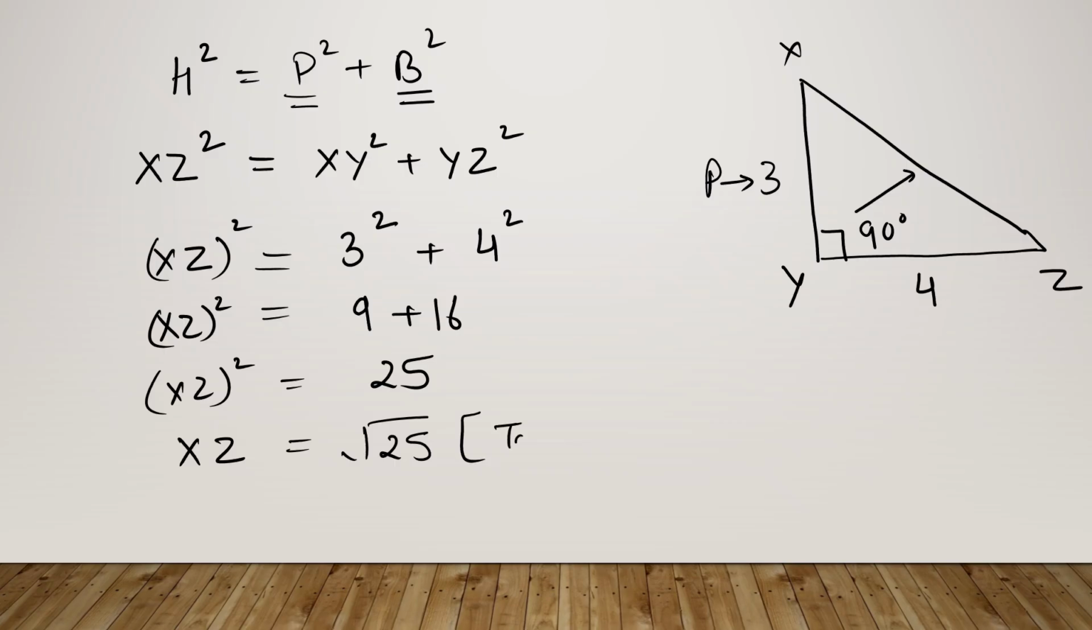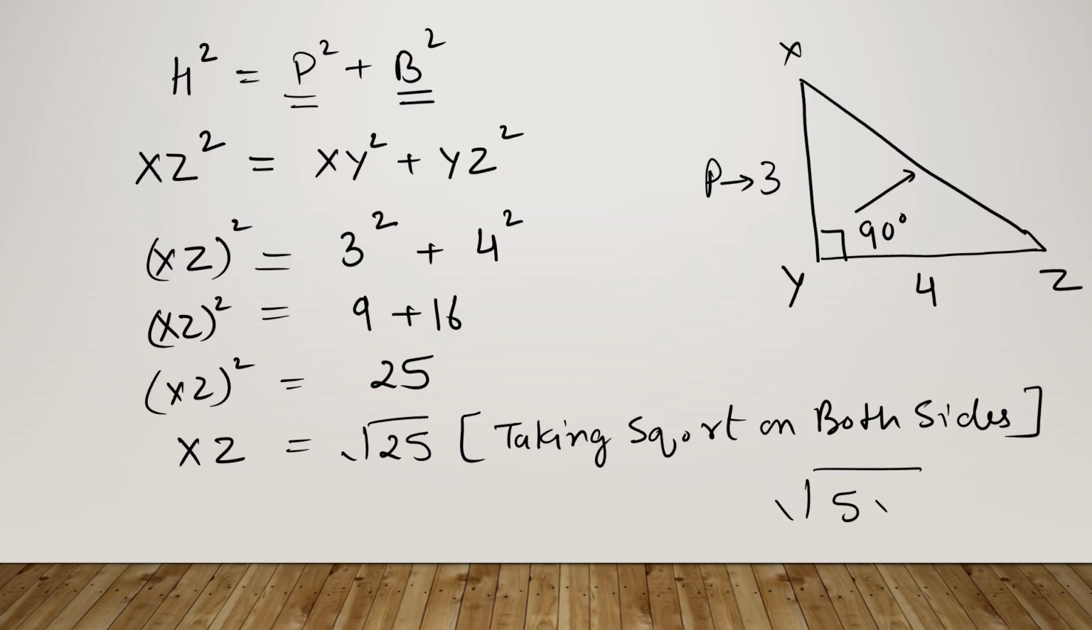We can write it here, taking the square root on both sides. Now, if we want to find the square root, it is quite easy. That square root of 25 will be equal to 5 into 5. So square root of 25 will be equal to 5. That is why we will say that XZ will be equal to 5 centimeters. This is the most basic, easiest form. And in this way, we will find out that the length of the hypotenuse will be equal to 5 centimeters.